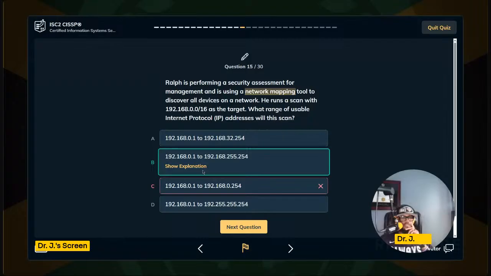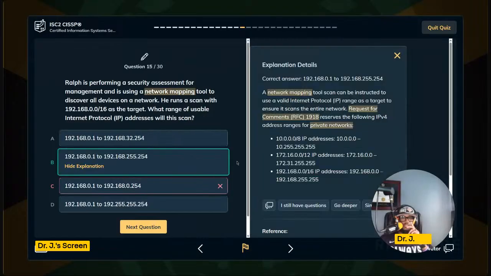Bravo was correct, 255. All right, let's see what I did wrong. A network mapping tool can be instructed to use a valid IP range as a target to ensure it scans the entire network. Request for Comments 1918 reserves the following IP addresses for private networks. So we're looking at that last one there, 192.168.0.0/16. So that's going to be 192.168.0.0 through 192.168.255.255. That's the range of usable IP addresses.